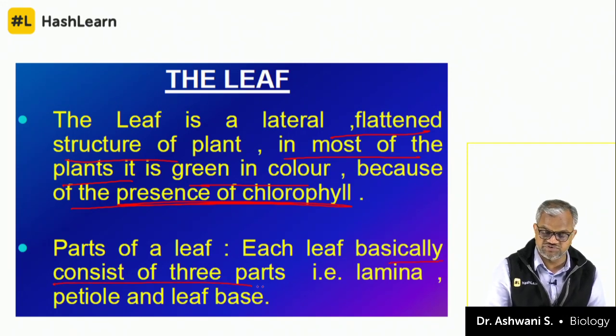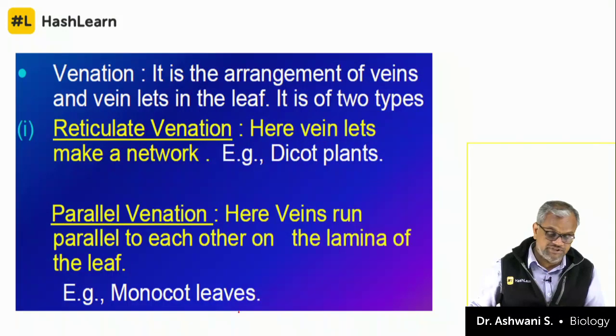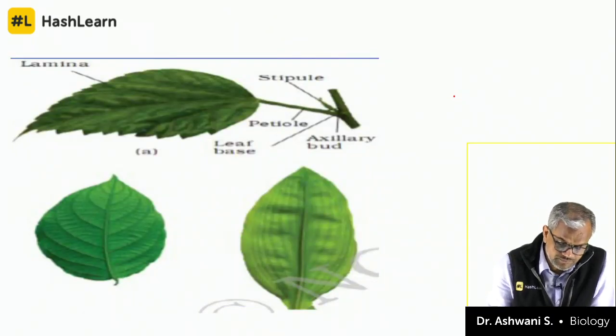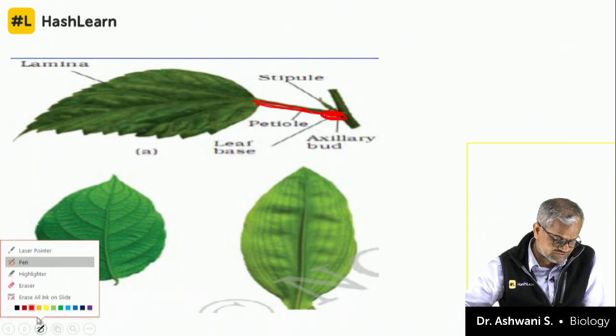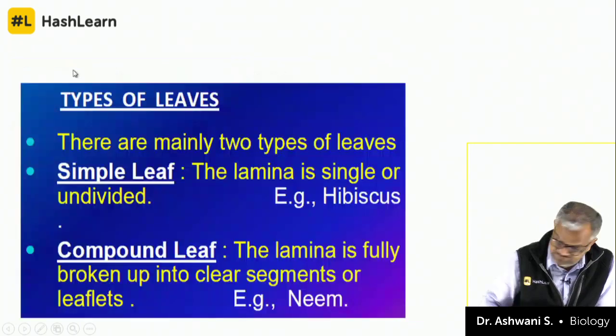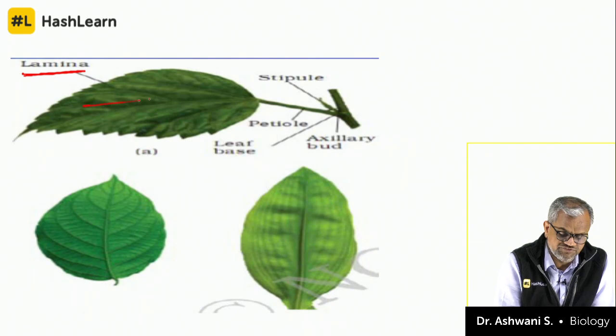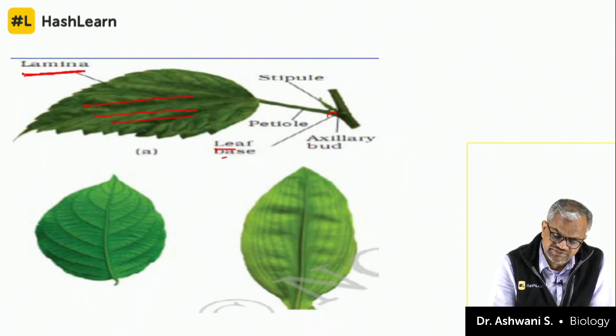Each leaf basically consists of three parts: lamina, petiole and leaf base. Right? I'll explain you one by one. And if you see a leaf, this is the petiole. This petiole is connected to somewhere. Wait, I have colored it, so it's very tough for you to understand it. You can see this is the lamina or the leaf blade. This is the leaf base, and here only you can see stipule is there, and here only one bud arises. And this is the axis which connects to the main stem.